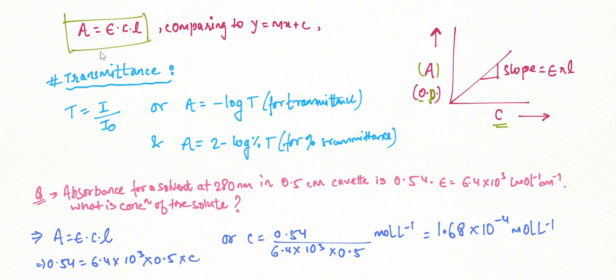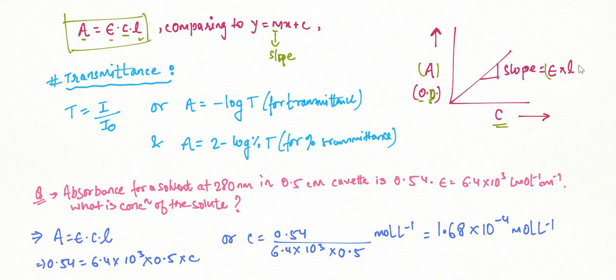If we try to compare this equation with a straight line equation, then we can also write it like this: y is equal to mx plus c. And if we are plotting the absorbance against concentration, then m will be the slope, so the slope will be equal to epsilon into length, right?